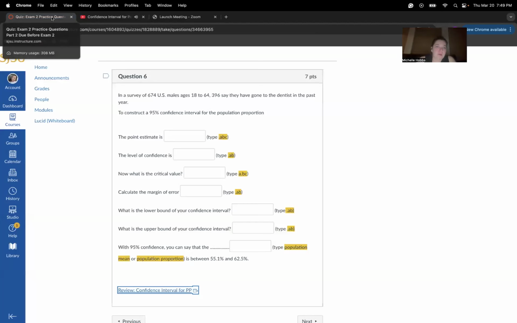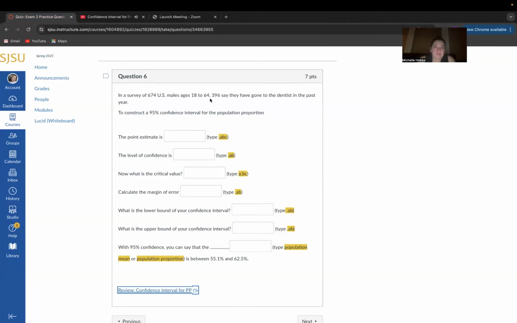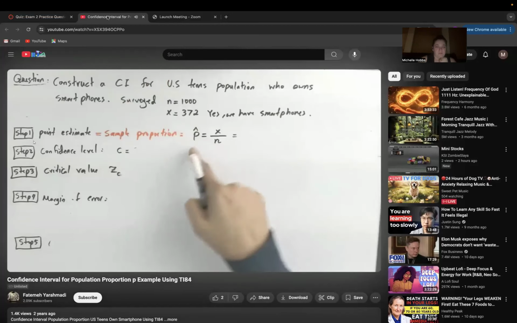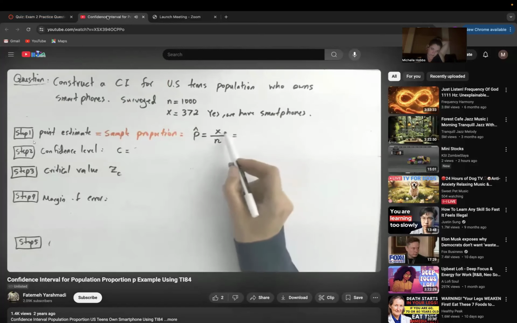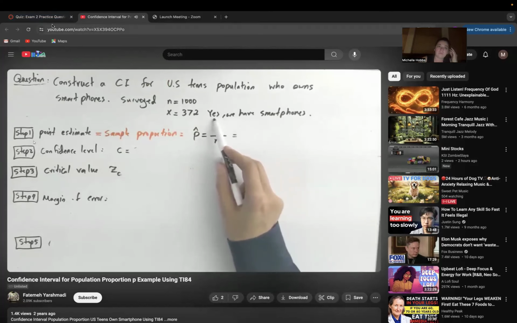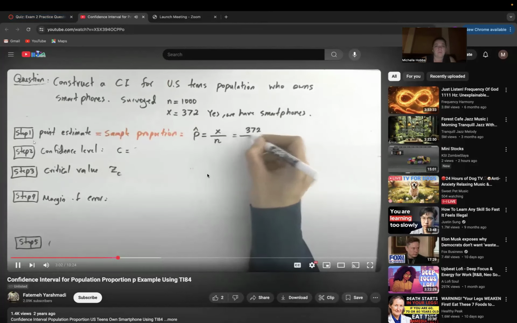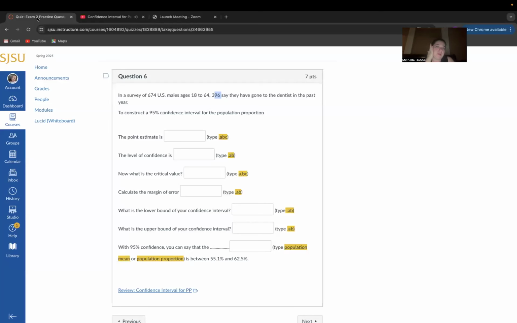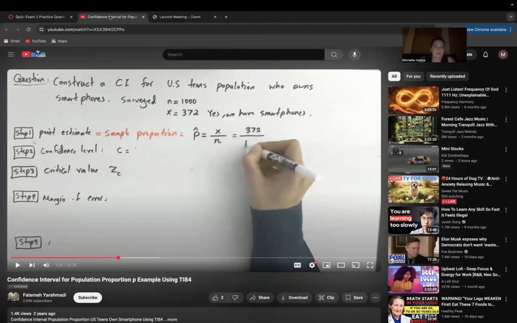The sample proportion is defined as x over n, the number of successes, which is the number of people who said yes, divided by n. So for this one, we surveyed 1,000 people and 372 of them said yes. So the successes are 372.